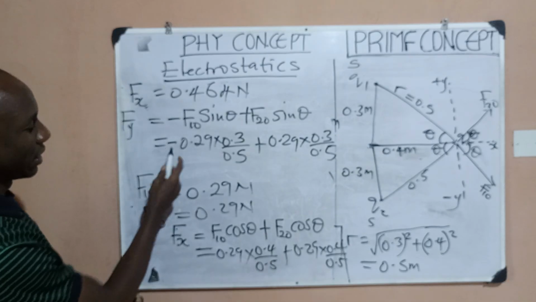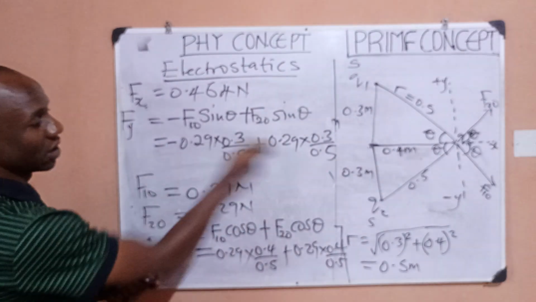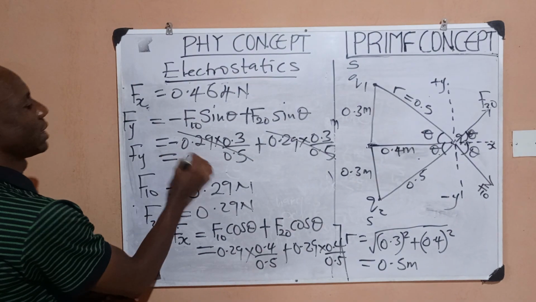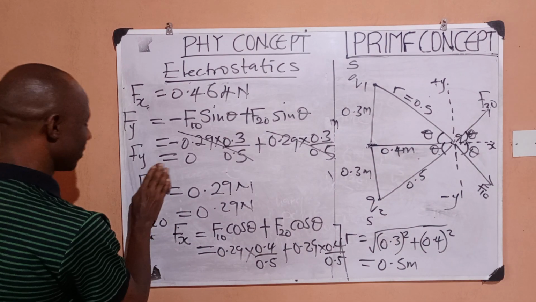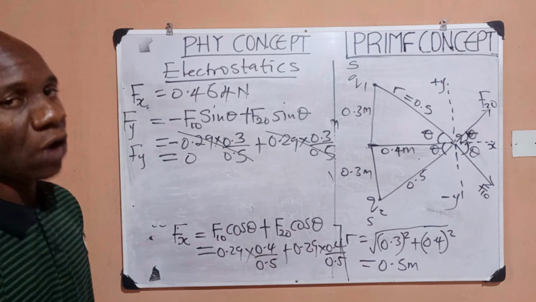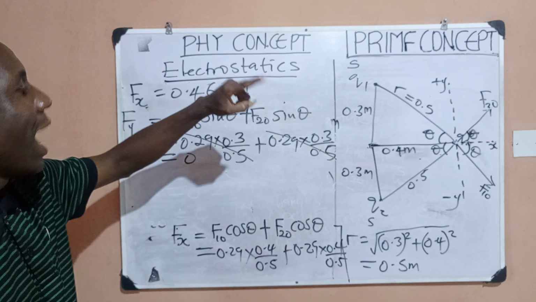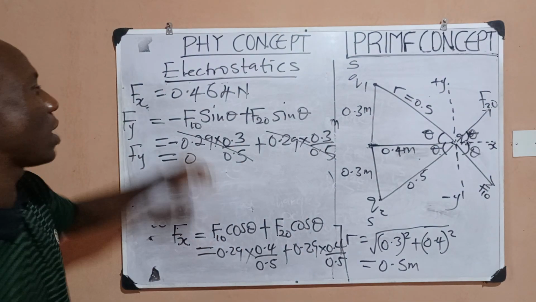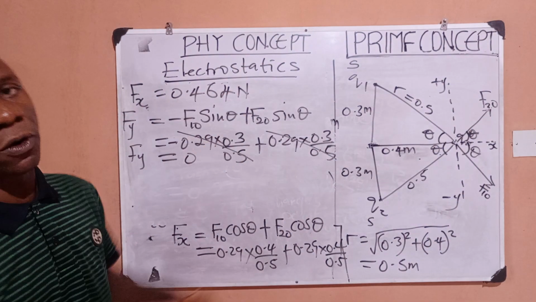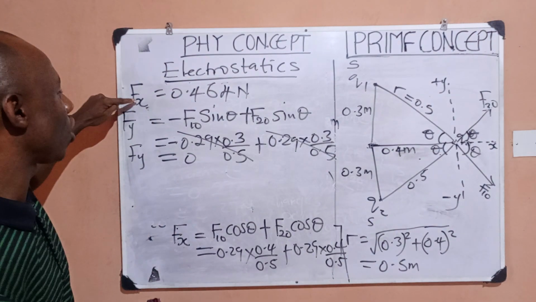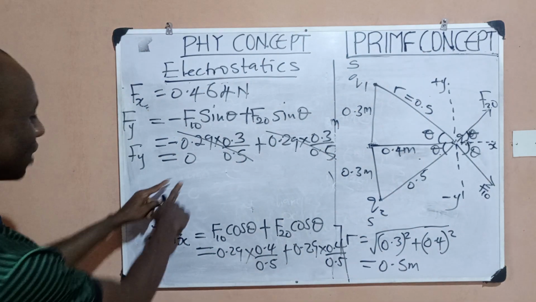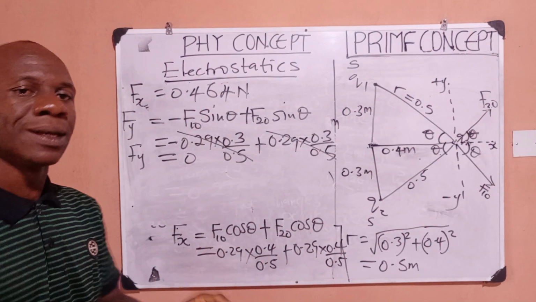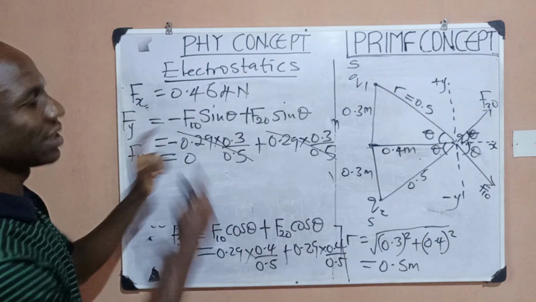Now looking at this, since this value and this are the same, obviously they will cancel out. So this becomes 0. So your Fy is actually 0. Seeing that the force that will act on the charge has only an x component, it simply means that the magnitude of our force is 0.464, and the direction of that force is along the x-axis, simply because there is no y component. So the magnitude of our force is 0.464 Newton, and the direction is along the positive x-axis.